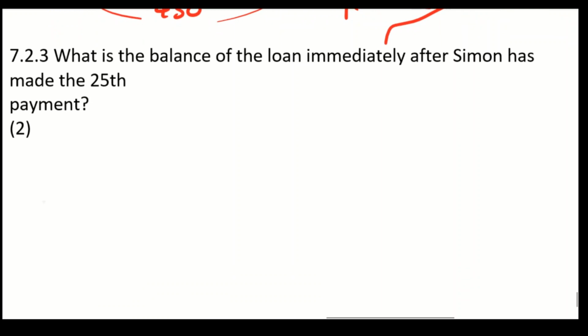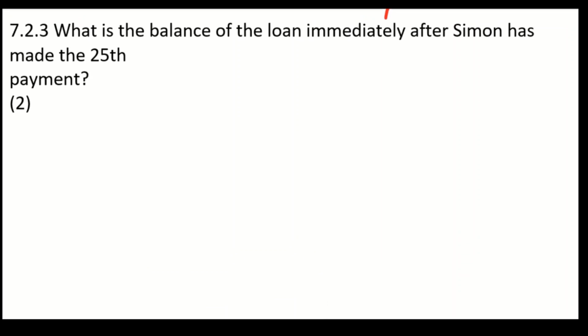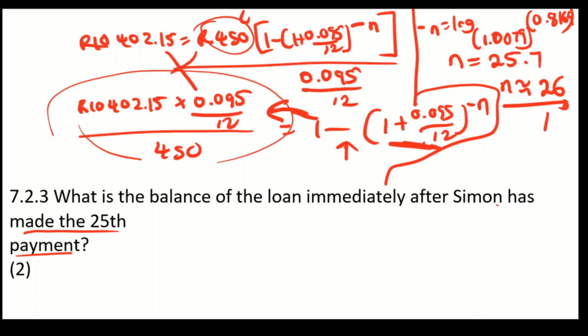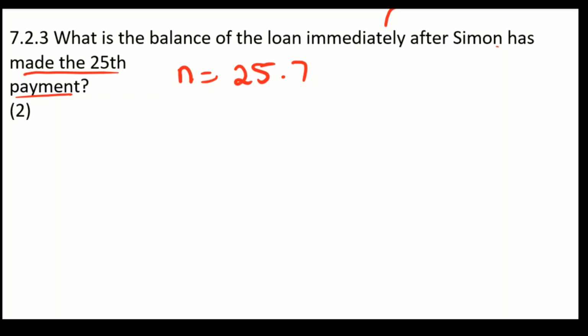So now in this question here of 7.2.3, it says, what is the balance of the loan immediately after Simon has made the 25th payment? Remember, in the previous question we found how many number of payments? 26. We approximated to 26, but this is the actual value. So n is actually equal to 25.7, right? But what we are told here is that we want the balance outstanding of the loan immediately after the 25th payment is made. So it's going to subtract the 25th payment that is made. n is supposed to be 0.7 now.